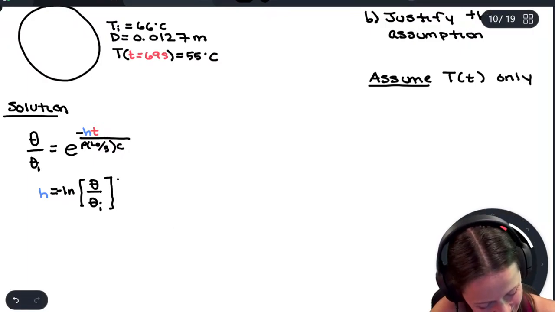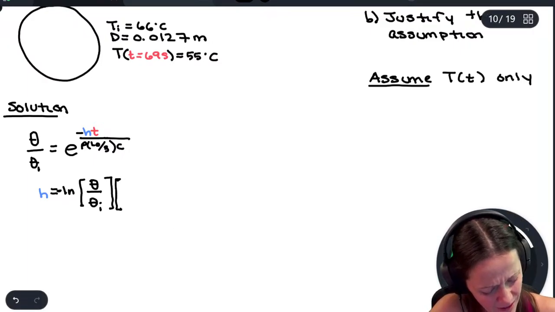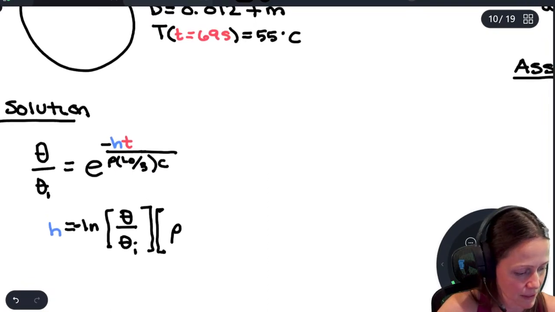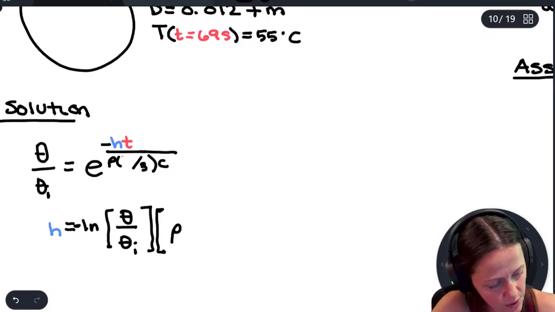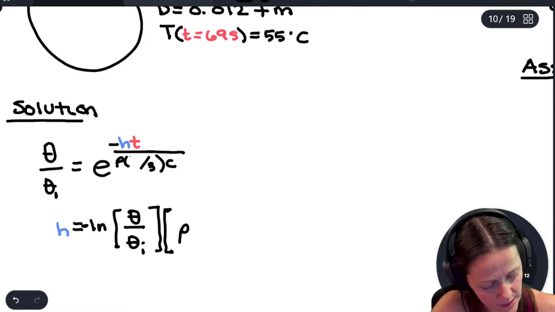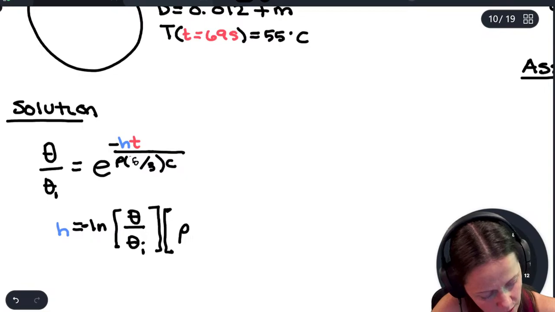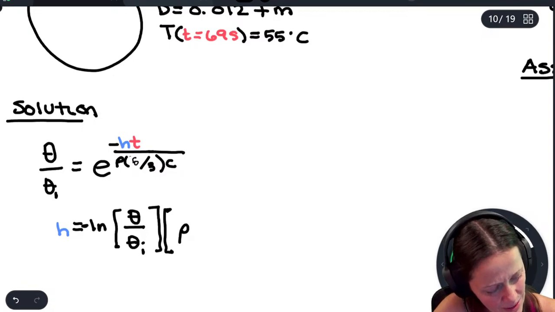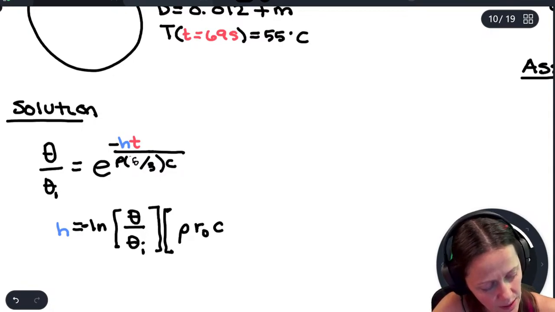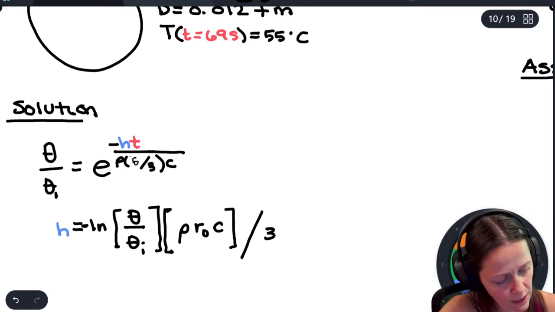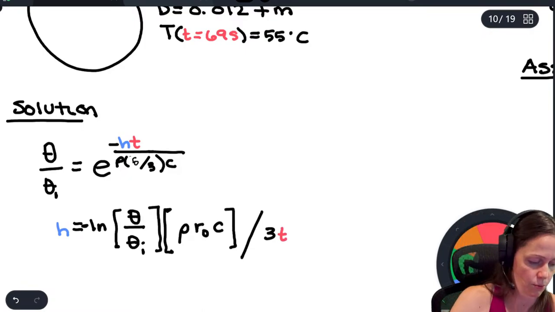Okay. All of a sudden, what am I doing? So this was going to be R naught. Oh, and I realized something. I'm sorry. You're probably wondering why I'm confusing you. It's not L naught, it's R naught, because that's the characteristic length. So this is going to be rho times R naught times C, and then all of this is going to be over 3 times t.